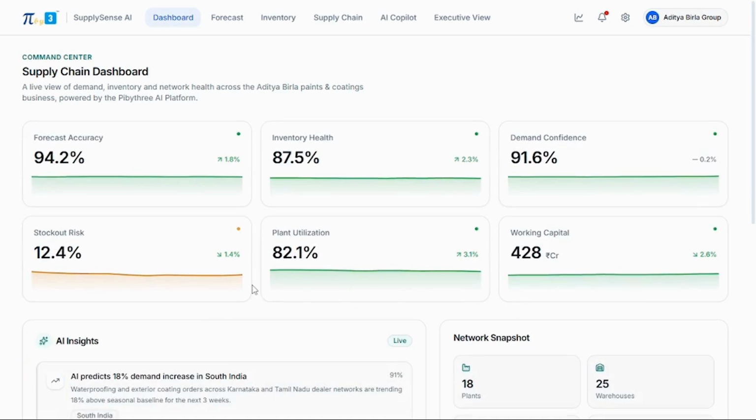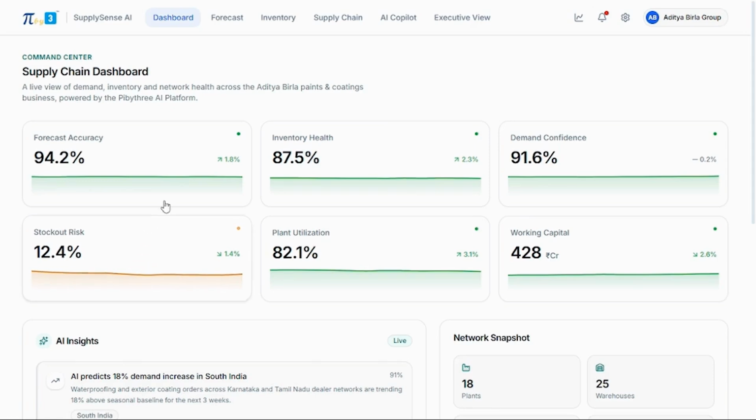After login, we are welcomed by the executive dashboard. This dashboard provides leadership with a real-time overview of the entire supply chain ecosystem. Instead of reviewing multiple reports from different departments, executives can immediately understand demand trends, inventory health, forecast accuracy, service levels, and potential risks from a single screen. Every KPI is continuously updated and designed to highlight areas that require immediate attention, helping leadership move from reactive reporting to proactive decisions. Let's move towards the KPI cards.